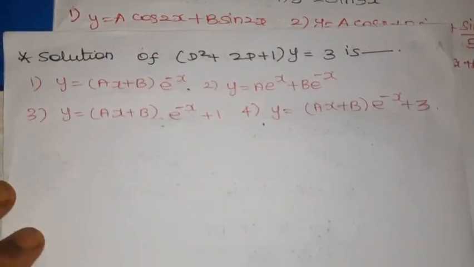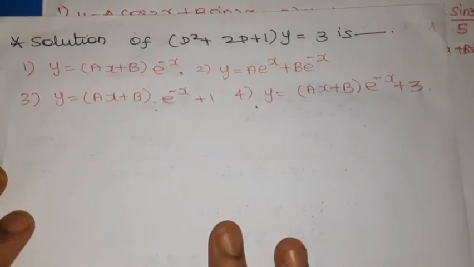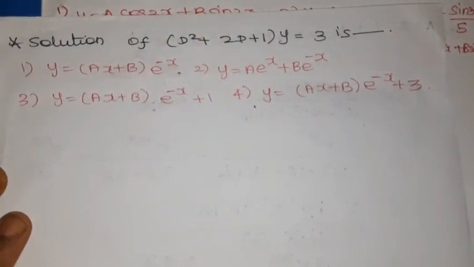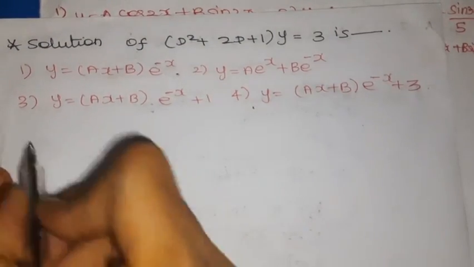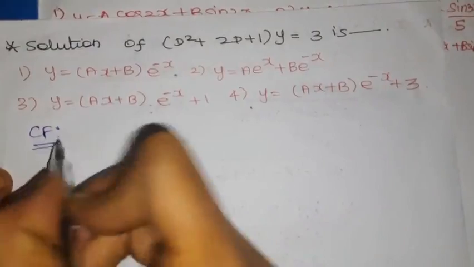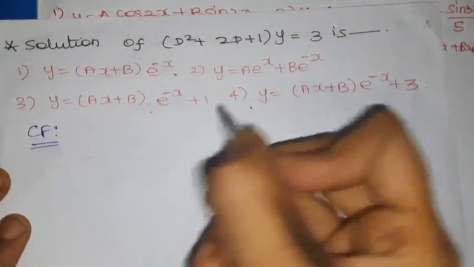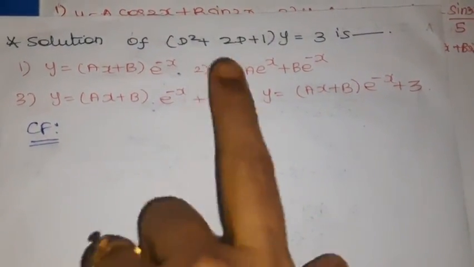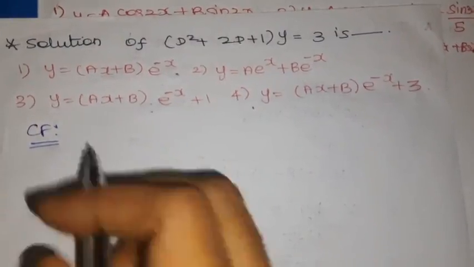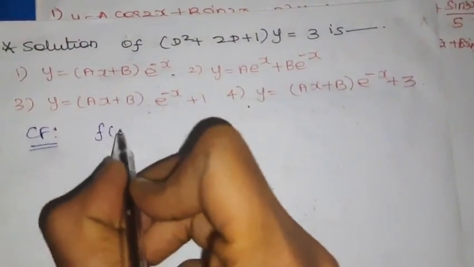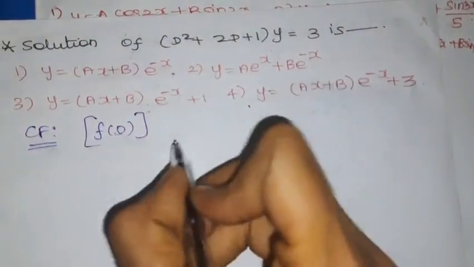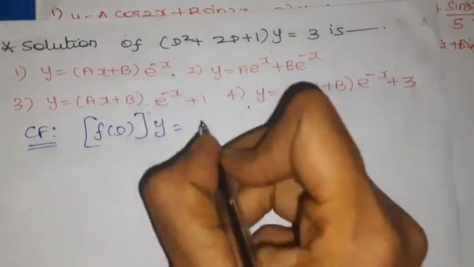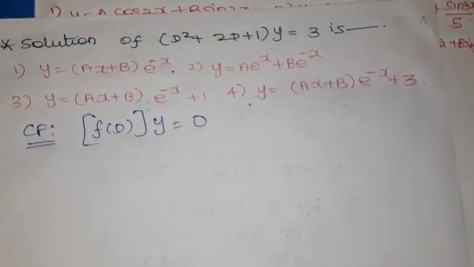Here the solution of a differential equation is asked. Previously we solved only the particular integral. Whenever the solution is asked, we need to find the complementary function and the particular integral as well. So first of all we need to find the complementary function, because y equals complementary function plus PI, that is the solution. Adding the complementary function and particular integral gives the solution of the differential equation. To find the complementary function, this is f of d into y, where f of d is the given function. To find the complementary function, we assume the RHS is equal to 0.